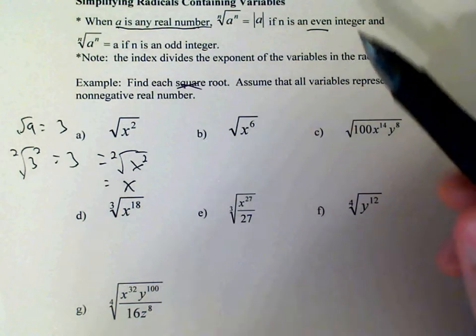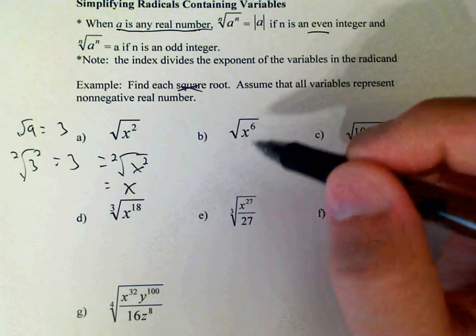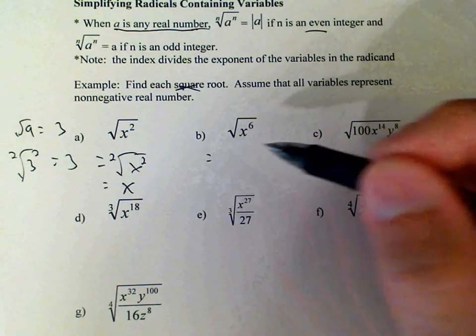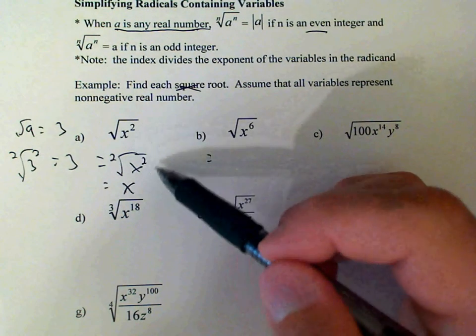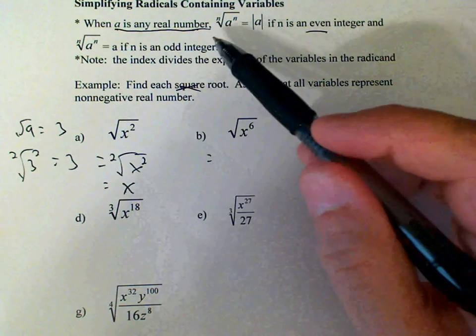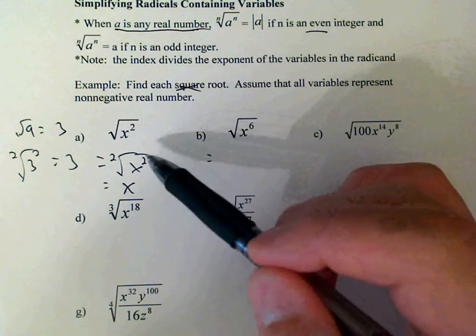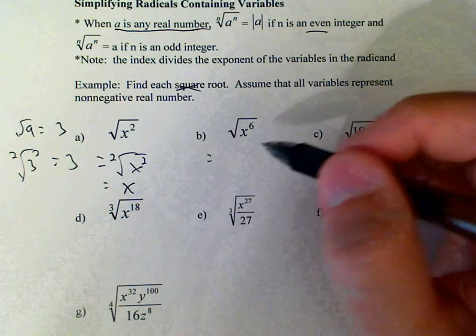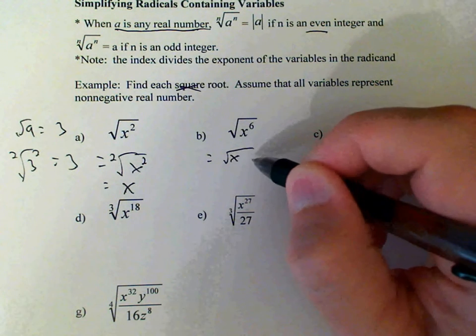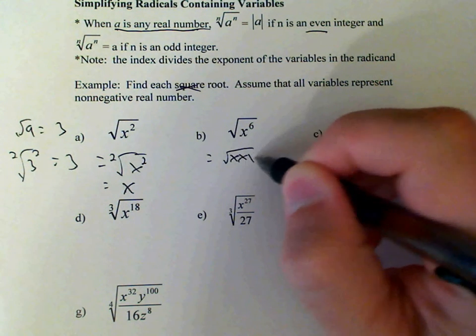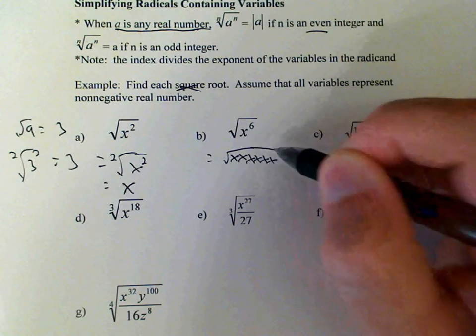Now let's do B part. This one may be a little bit more difficult to understand. Here's how I'm going to do it. We're going to use the basis of the fact that the square root of x squared is x. Nth root of a to the n is a. Square root of x squared is x. What I'm going to do is take that x to the 6th and write it out as x times x times x times x times x times x. So it's the square root of x times itself 6 times.